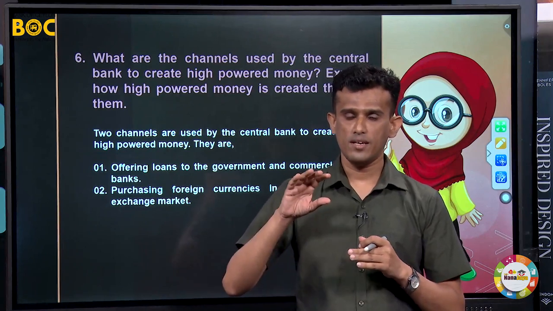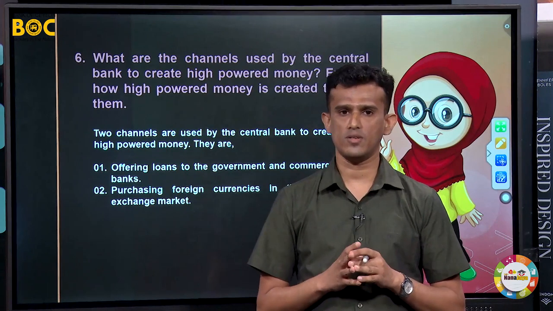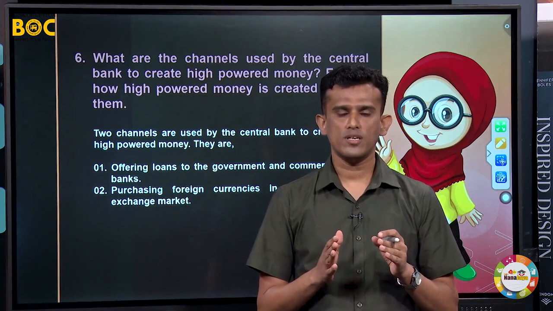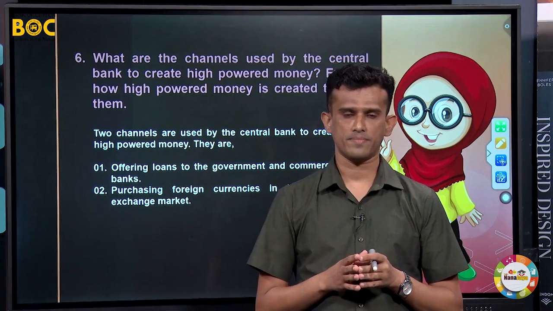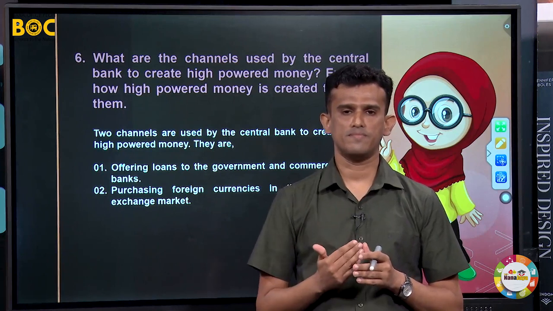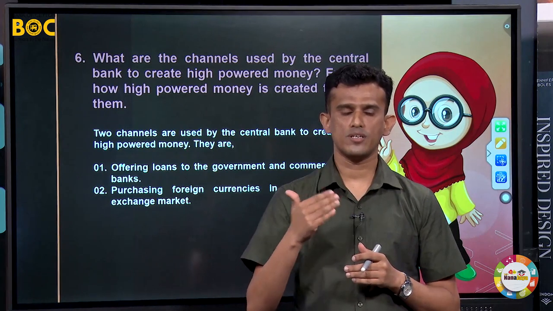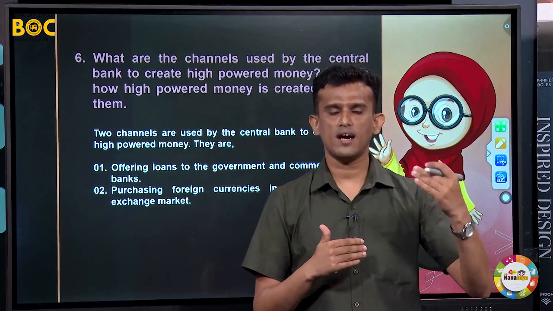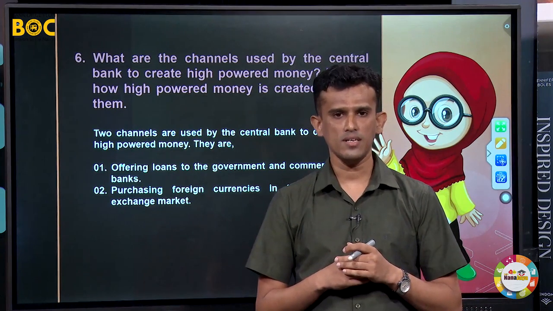So we identify two major channels used by the central bank to release high-powered money to the economy. One is offering loans to the government and to the commercial banks. The central bank is offering loans to the government, and the central bank is offering loans to the commercial banks. Through that, the central bank is releasing high-powered money to the economy. The central bank is creating high-powered money within the economy.